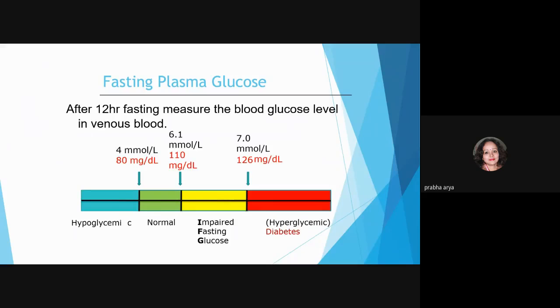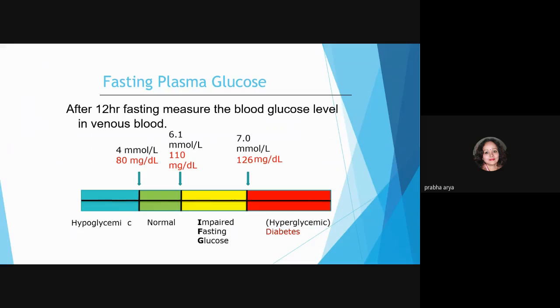The second test is fasting plasma glucose, which is done to check the concentration of glucose after 12-hour fasting. So in the morning, you can do it. If the person has a glucose concentration less than 80 mg per deciliter, then they are hypoglycemic. And if it is between 80 to 110 milligram per deciliter, the person is normal.